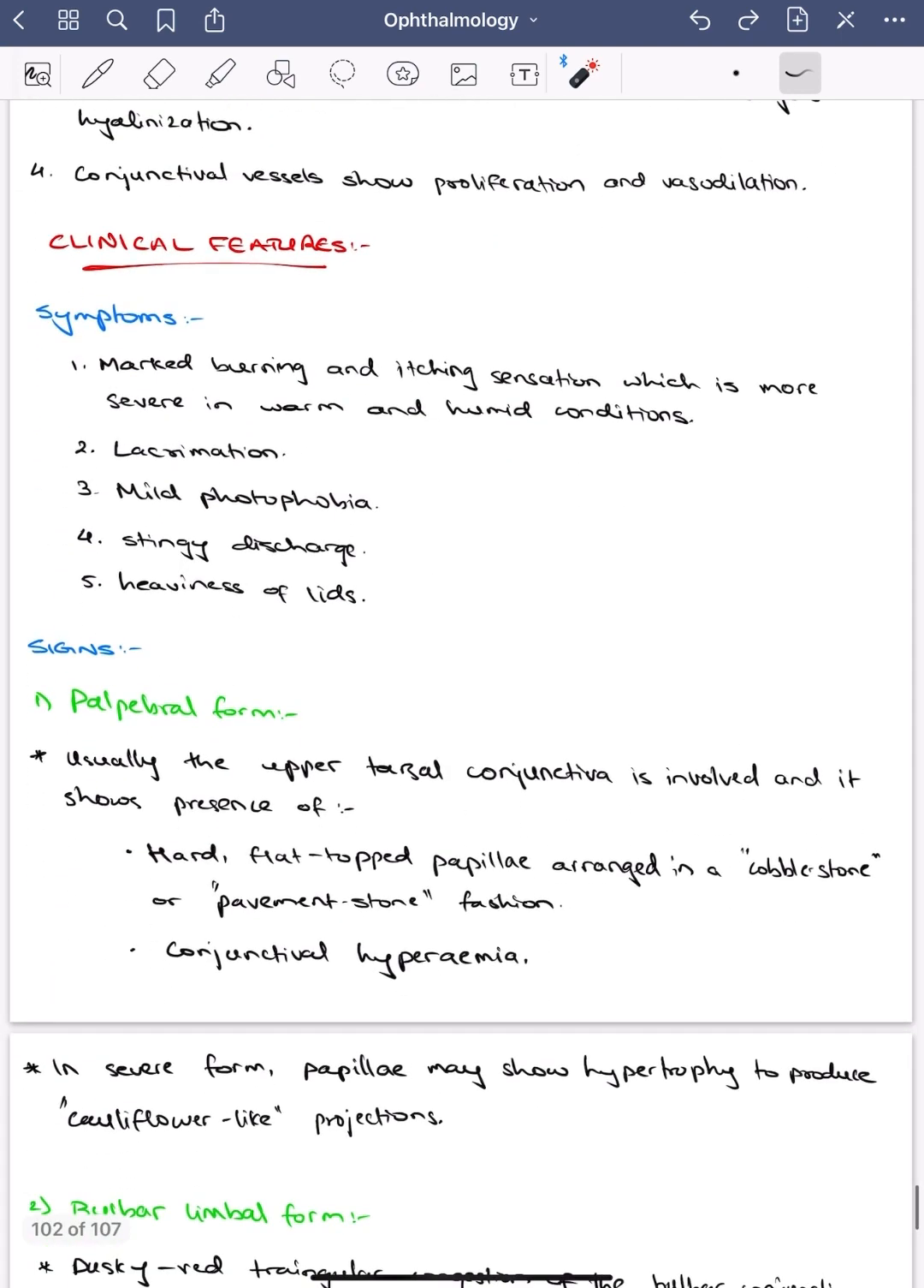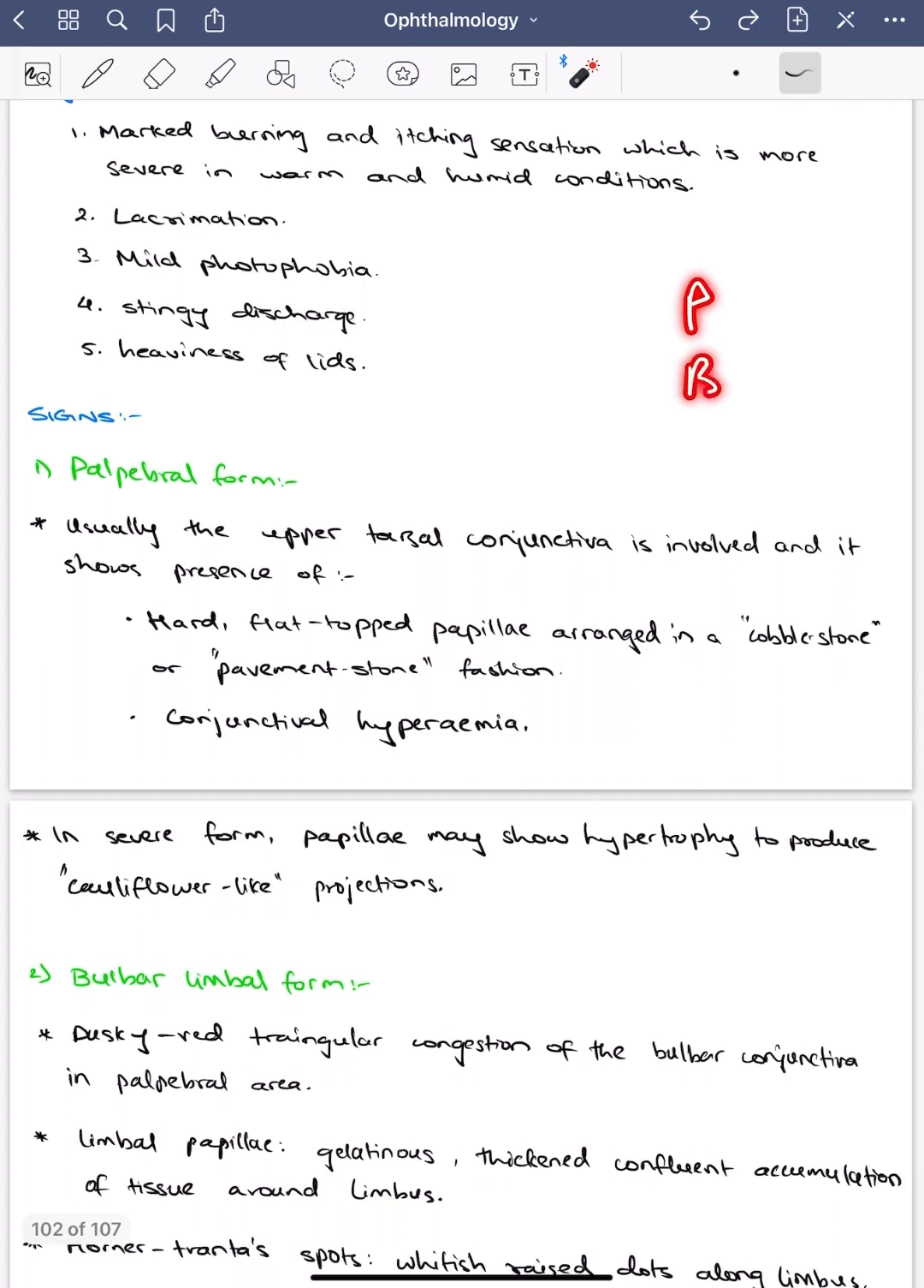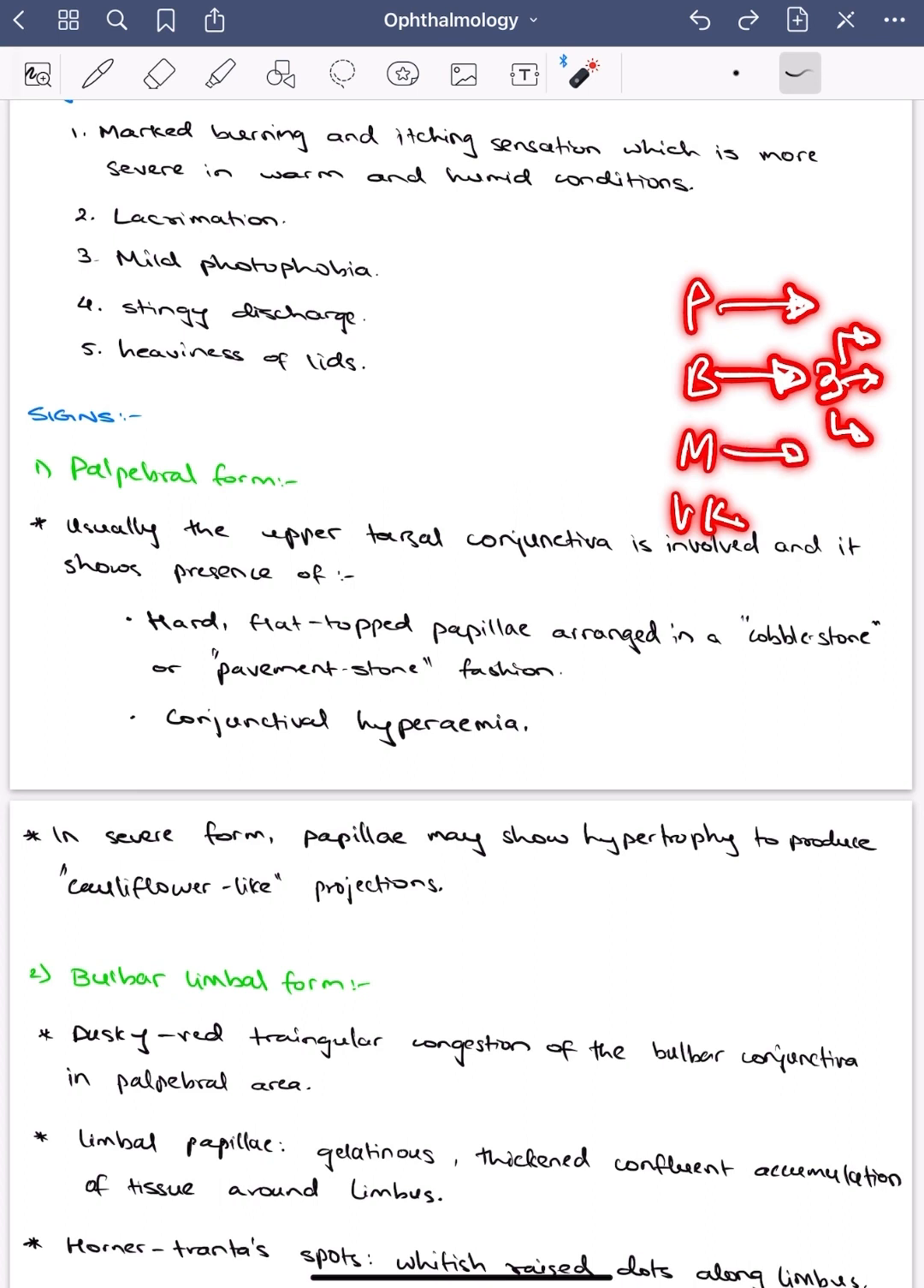Clinical features, we discussed the symptoms and signs. The important symptoms are the presence of marked burning and itching sensation, lacrimation, mild photophobia, syndesmosis, and heaviness of lids due to presence of papillae. Then the signs we discussed: the palpebral form, the bulbar form, the mixed form, and the vernal keratopathy. Palpebral form, the important sign is the presence of papillae arranged in cobblestone fashion. Here we discussed three important signs: dusky red congestion, limbal papillae, and Horner-Trantas spots. Then we discussed the mixed form and vernal keratopathy.